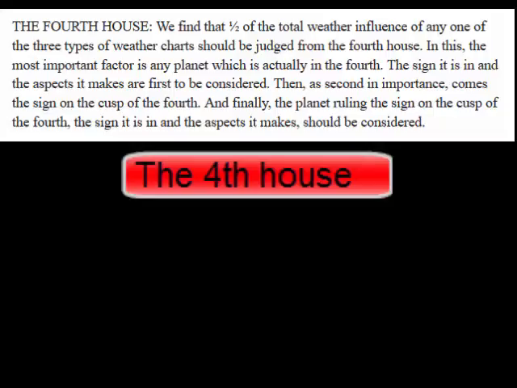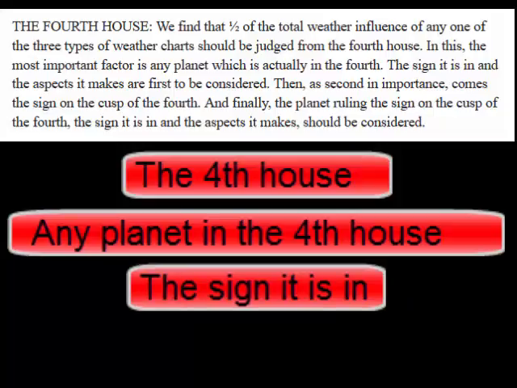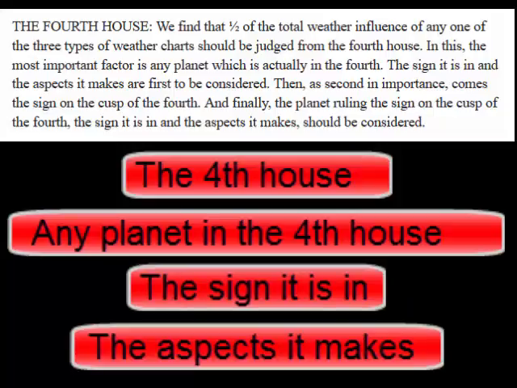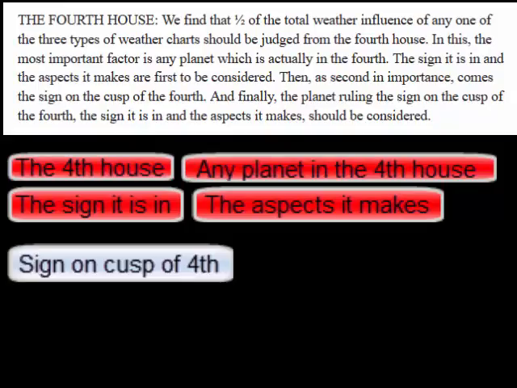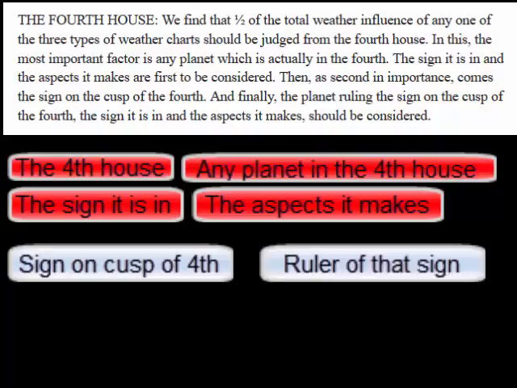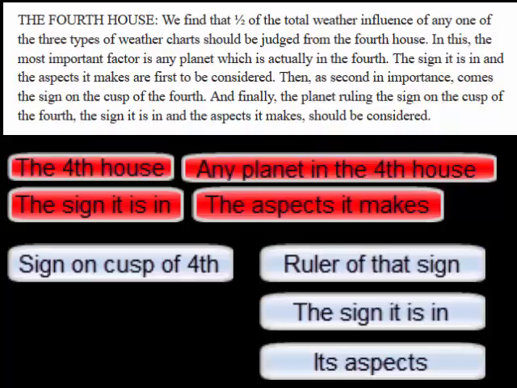In this, the most important factor is any planet which is actually in the fourth house. The sign it is in and the aspect it makes are first to be considered. Then, as second in importance, comes the sign on the cusp of the fourth house. And finally, the planet ruling the sign on the cusp of the fourth, the sign it is in, and the aspect it makes.